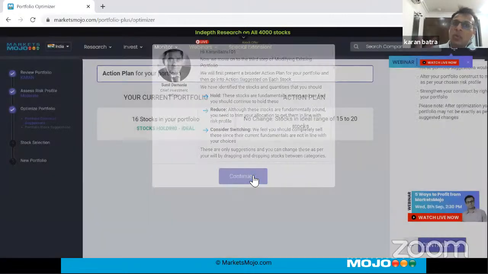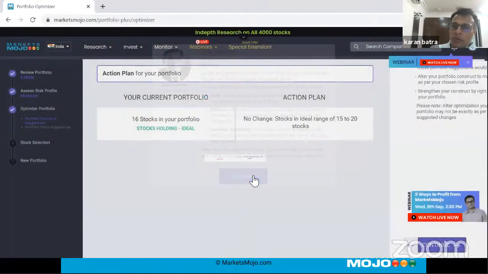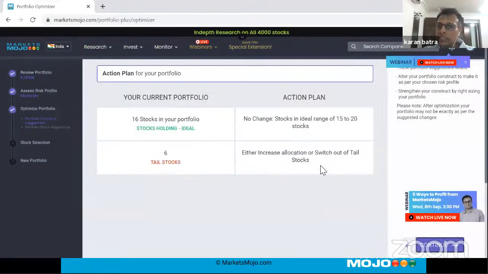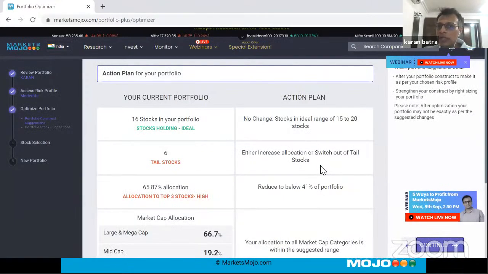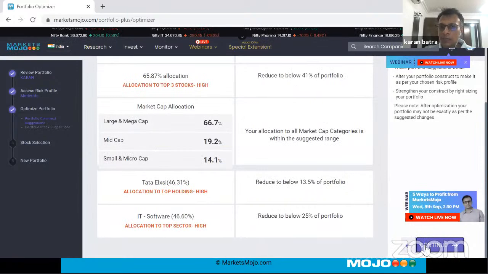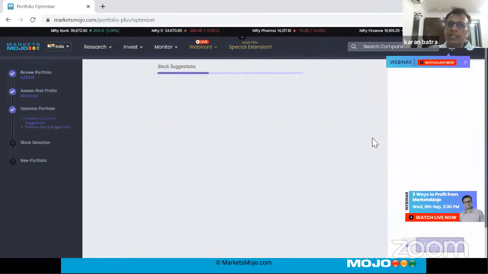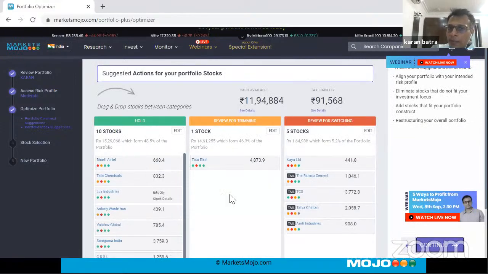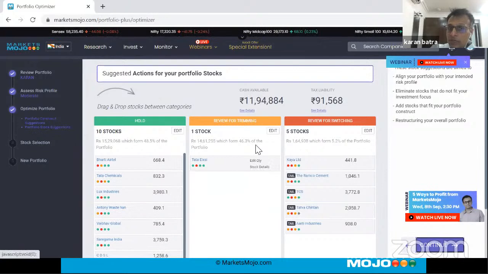Now, this is giving an overall action plan of what broadly I need to change in my portfolio in terms of number of stocks, market cap allocation, stock allocation. And this is how I actually achieve this. These are the stocks that I can continue to hold. This one stock, Tata Elxsi, which we saw was 46%, I need to trim. It's a good stock, but I need to trim the holding.